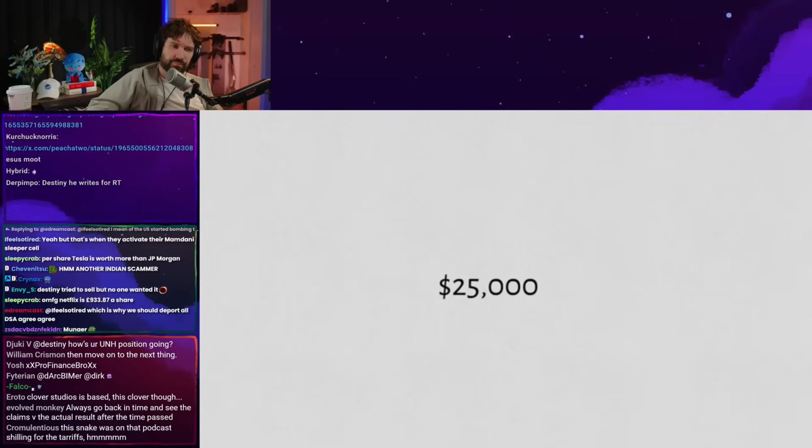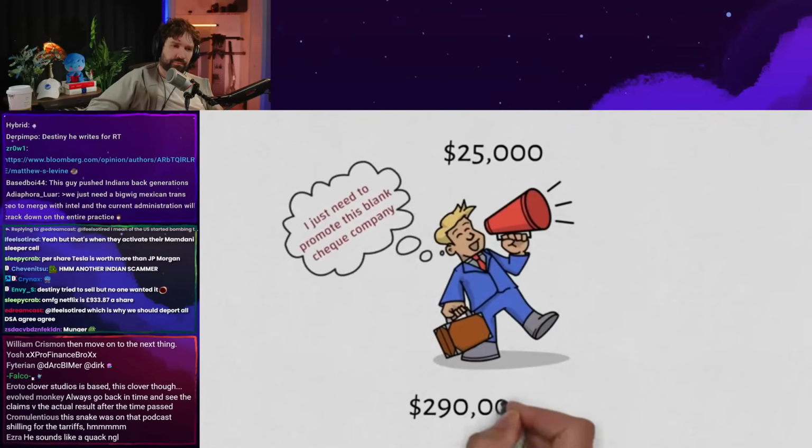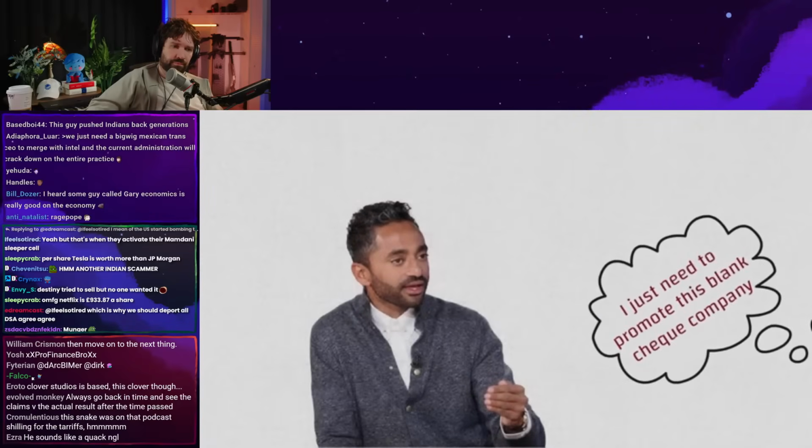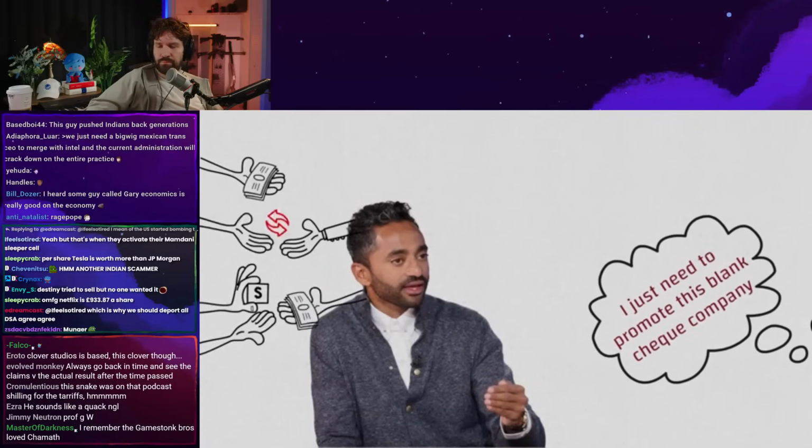If you told most people that they could invest just $25,000, do some promotion, and then get $290 million, they would probably be willing to go to a lot of lengths to get this. But Chamath was already rich, yet still sold his reputation and these failing SPACs to retail investors for a very handsome profit.